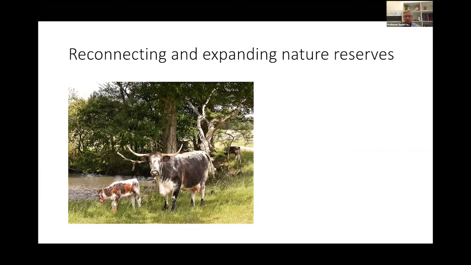So we've got a really difficult set of decisions to make, but an exciting way forward into the future as a result of this government initiative to use nature-based solutions in the UK context.